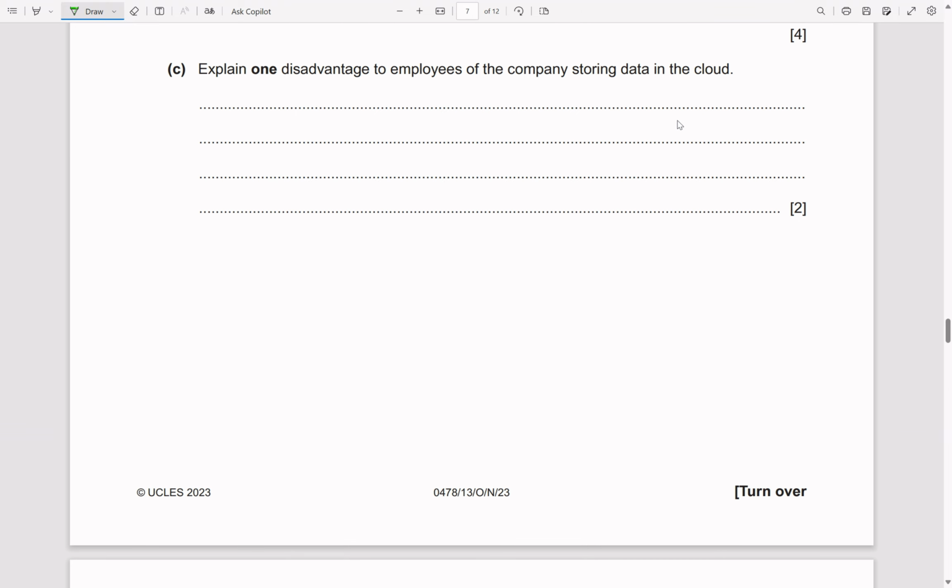Right, so then we want to explain one disadvantage to employees of the company of storing data in the cloud. And this one's a bit strange because if you just have one disadvantage for the company, well, you could say it's going to be expensive. But yeah, if you're talking about employees, you can probably just say it's slower, right? So it's going to be slower than having it stored locally. Or you can really just say download/upload, right, compared to locally stored files.